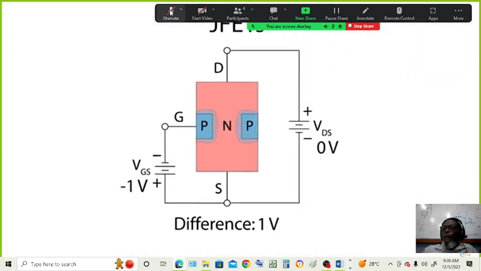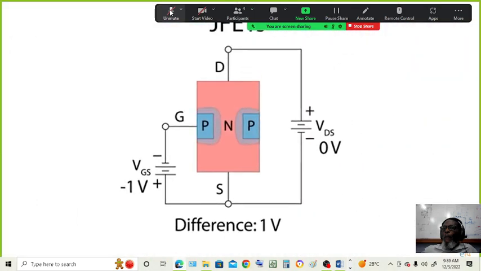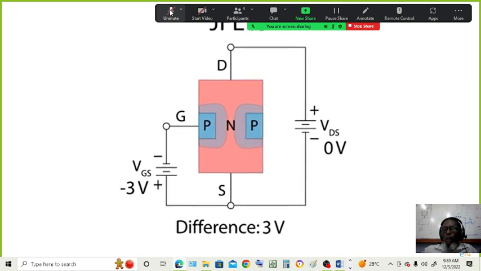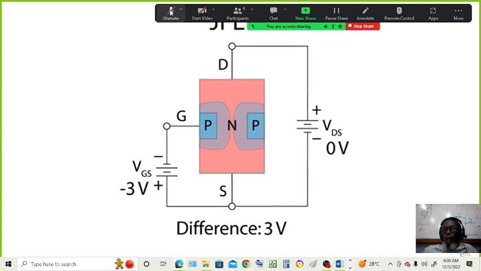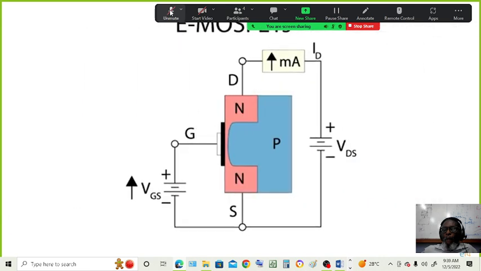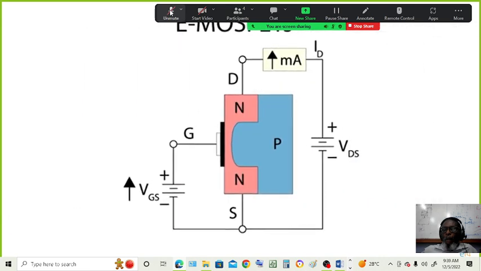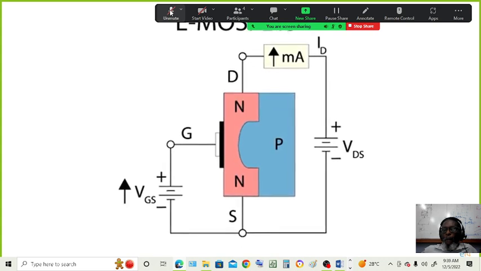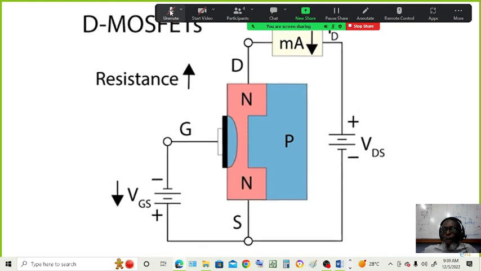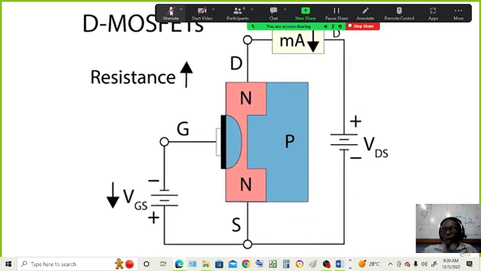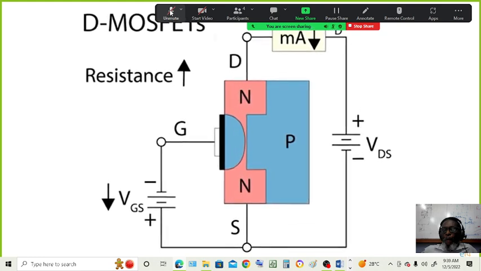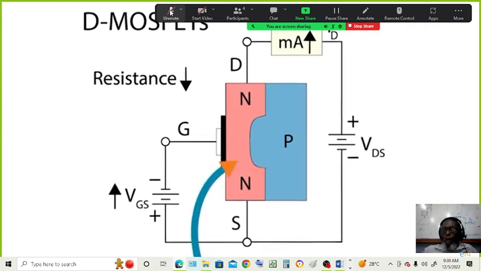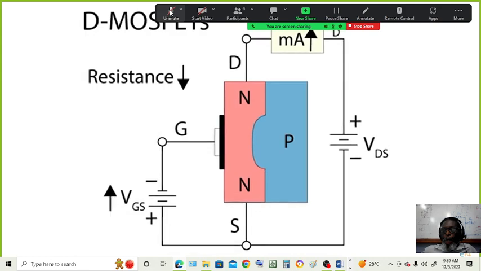To summarize, we have JFETs that only work in depletion mode. They are always on unless acted upon by a voltage at the gate, which can decrease the flow of current through its channel. eMOSFETs only work in enhancement mode. They are by default off, requiring a voltage at the gate to create a channel between the source and drain. And DMOSFETs can work in depletion or enhancement mode. Like JFETs, they are also on by default, but a voltage at the gate can cause it to decrease or increase the current flowing through its channel.